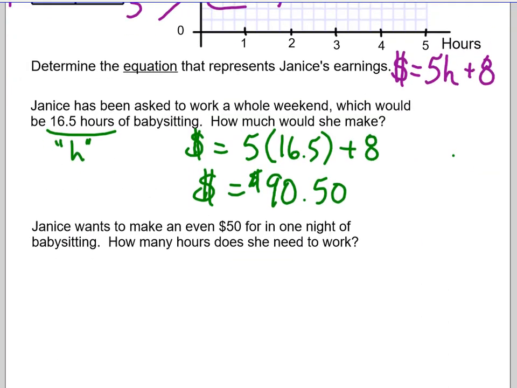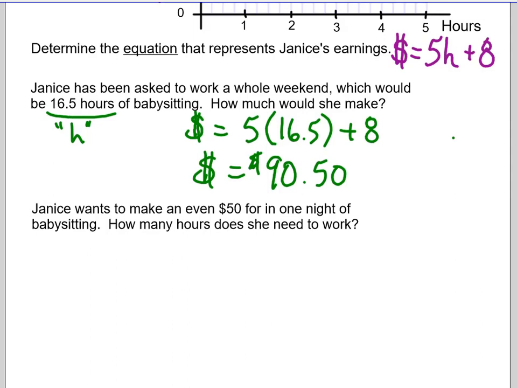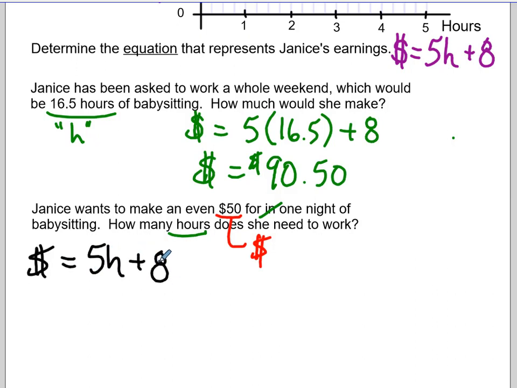Okay, and then the last part, Janice wants to make an even $50 for one night of babysitting. How many hours does she need to work? Okay, now we're asked for hours, so that means we're looking to find an h. And this here is the amount of money we're using. So if we take our equation, and instead of the dollar sign there, I'm going to put in 50. So the 50 goes in here.